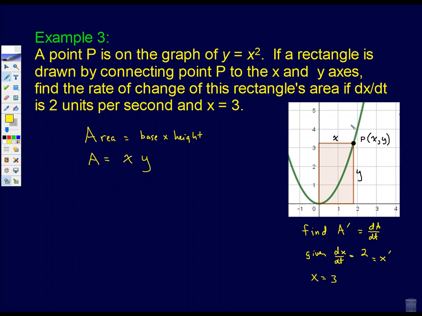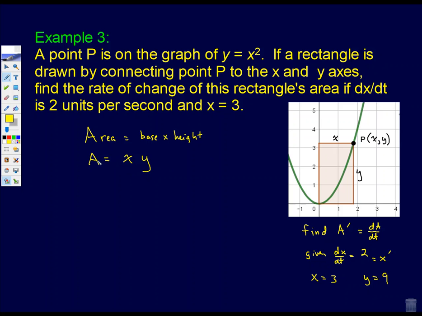Now, it might be worth noting that if we were at x equals 3, then of course, because we're on the equation y equals x squared, y would be 9. Okay, y would be 3 squared. That wasn't given, but it's implied by the problem, because if this is the graph y equals x squared and x were now 3, this would be the point (3, 9).